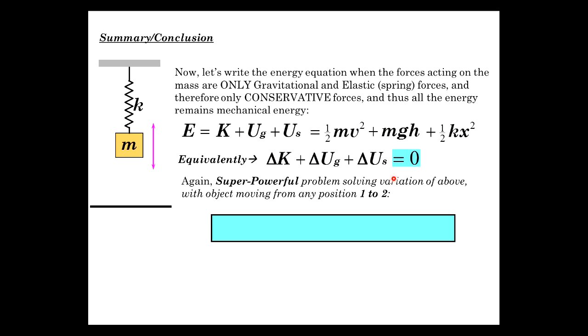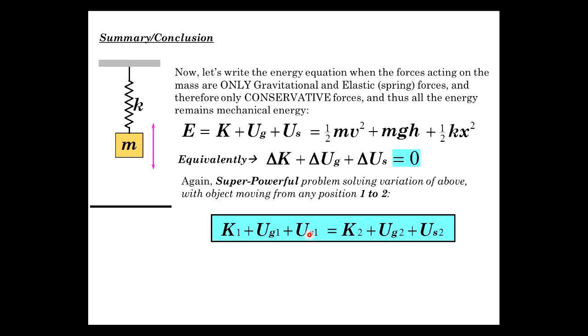Because when you just look at this, it's actually very powerful, but okay, what do we do with that? Well, what I just said, 2 minus 1, 2 minus 1, 2 minus 1, separate the 2's and separate the 1's and put them on different sides. And we get K1 plus UG1 plus US1 is K2 plus UG2 plus US2. And that is great. So pick a place, say right here. The K1 plus UG1 plus US1 is going to be the same as the combination of those things up at a different place.